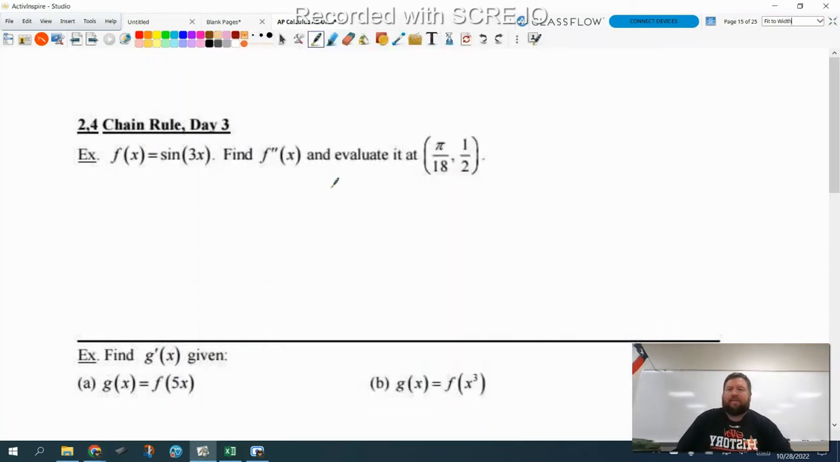All right, welcome to day 3 of our chain rule lesson. So now we're going to use the chain rule in some different contexts. We're going to see some AP style questions with the chain rule as well.